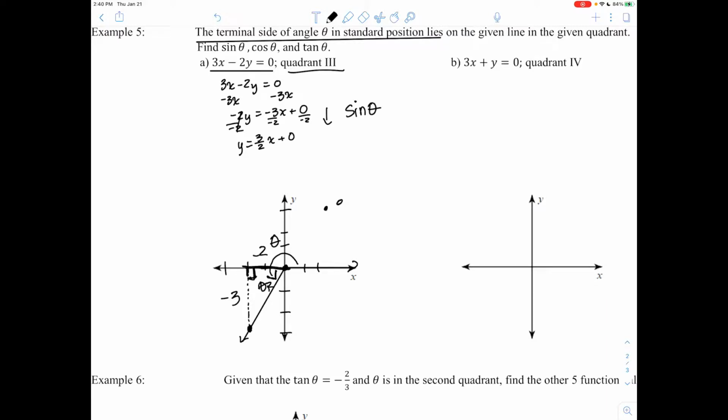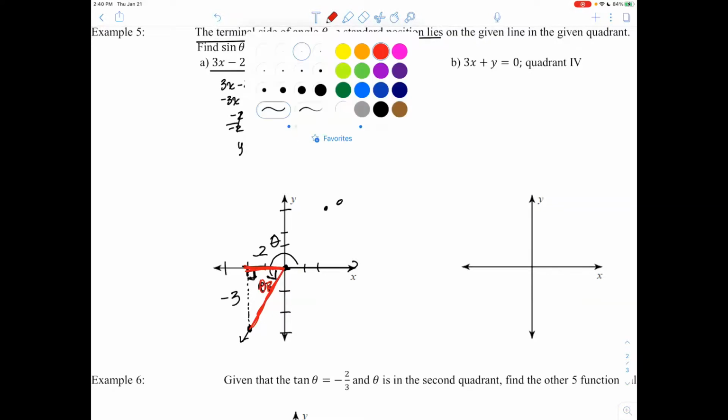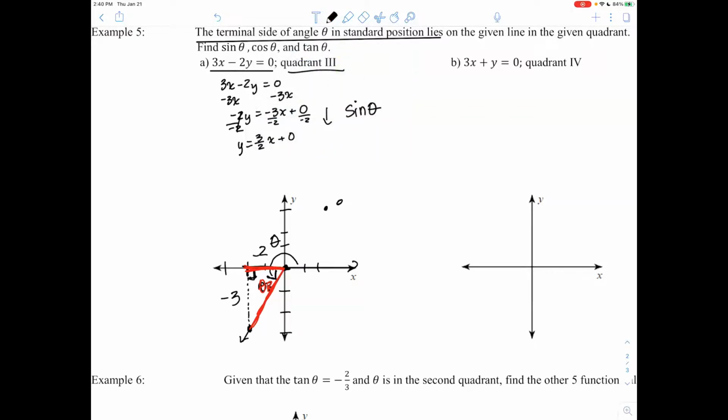Again, remember that the reference angles, I'm going to draw it in red so it's just standing out, have to be an acute angle that has its vertex on the origin. So there's your reference angle. Okay, so we're looking for the sine of theta, not the sine of theta's reference, just the sine of theta. Well, we'll use theta's reference to help us find it, the cosine of theta and the tangent of theta.